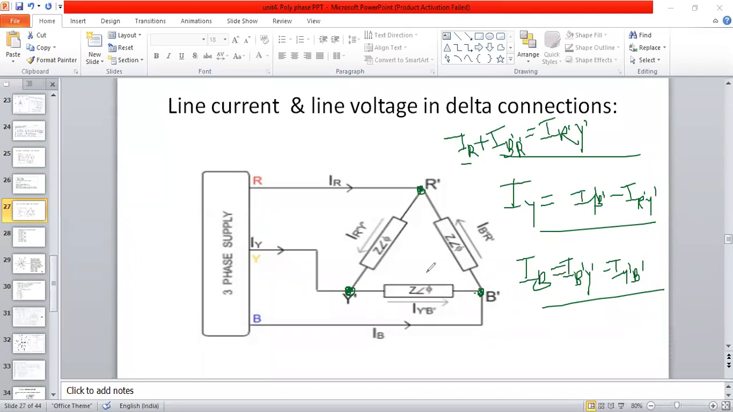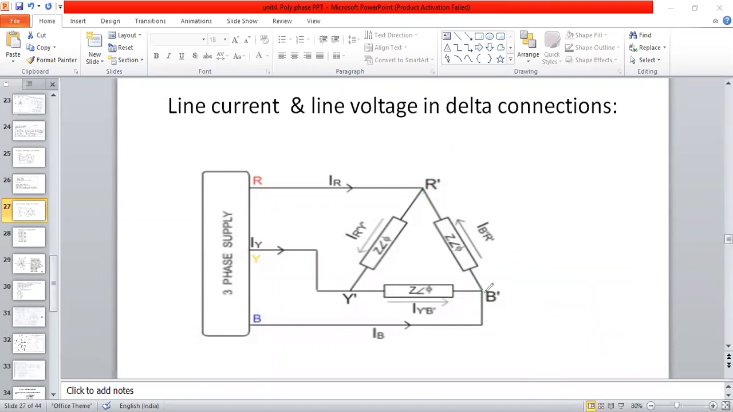But we have to draw the phasor diagram. According to that phasor diagram, we have to identify the relation between IL and I phase. It is not yet enough. We have not identified the phase current to line current conversion. We have to identify the formula for the phase current and line current relation. Up to here, any doubts?